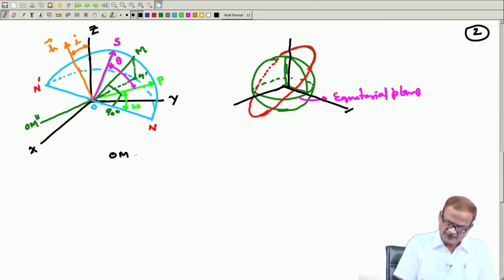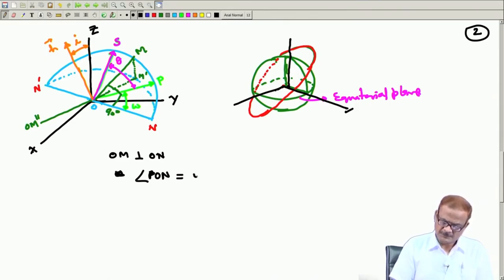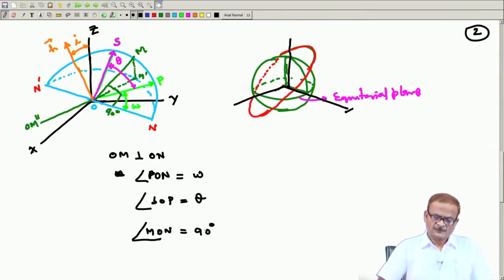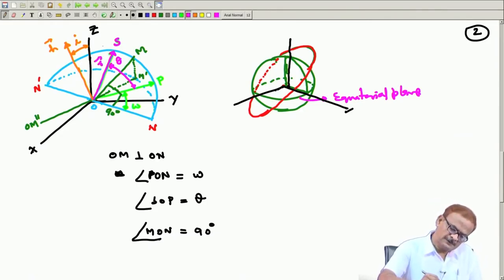So, OM is perpendicular to ON, angle PON equals small omega, angle SOP equals theta, and angle MON is 90 degrees. So, these are the things given to us, and this is the initial radius vector and the velocity vector v.